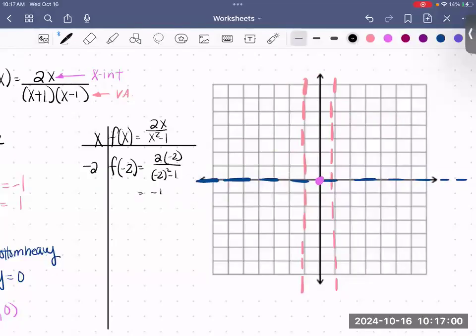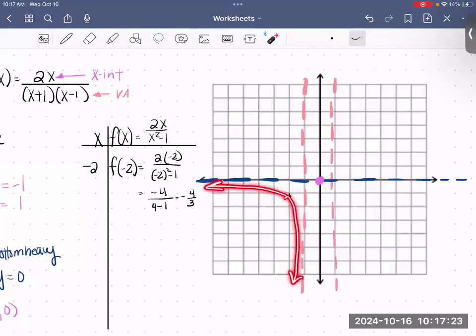So we have -4 over 4 minus 1. So we have -4 over 3. So we have the point -2 and -4 over 3. So that is just a little over -1. So we have -2 over here. So right here. Now we can kind of conclude where this graph is going to be going. It's going to be stretching up and down. But if we wanted to graph another negative point, you could always do -3.